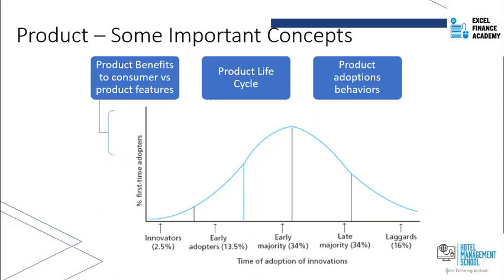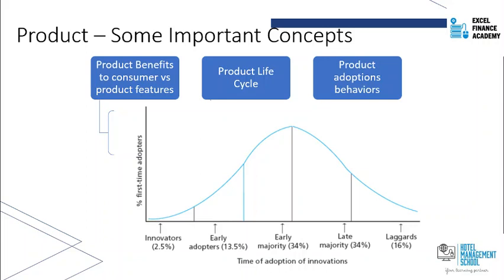Then you have early adopters, who try a product because they see the innovators already using it. The innovators are called influencers. Usually they are the ones who have a great following. So if they use something, then the early adopters will also start to see the benefit. They will adopt.